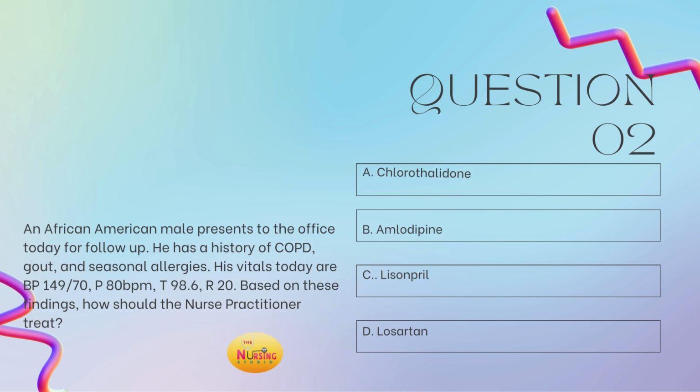All right, question number two. An African American male presents to the office today for follow up. He has a history of COPD, gout, and seasonal allergies. His vitals today are a blood pressure of 149/70, pulse of 80 beats per minute, temp of 98.6, and respirations of 20. Based on these findings, how should the nurse practitioner treat? Is it A, chlorthalidone, B, amlodipine, C, lisinopril, or D, losartan? Tell me what you got.